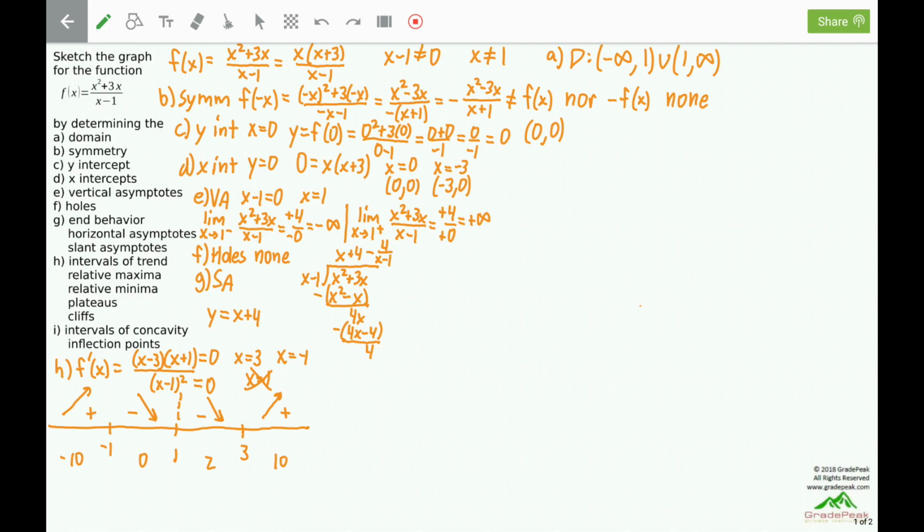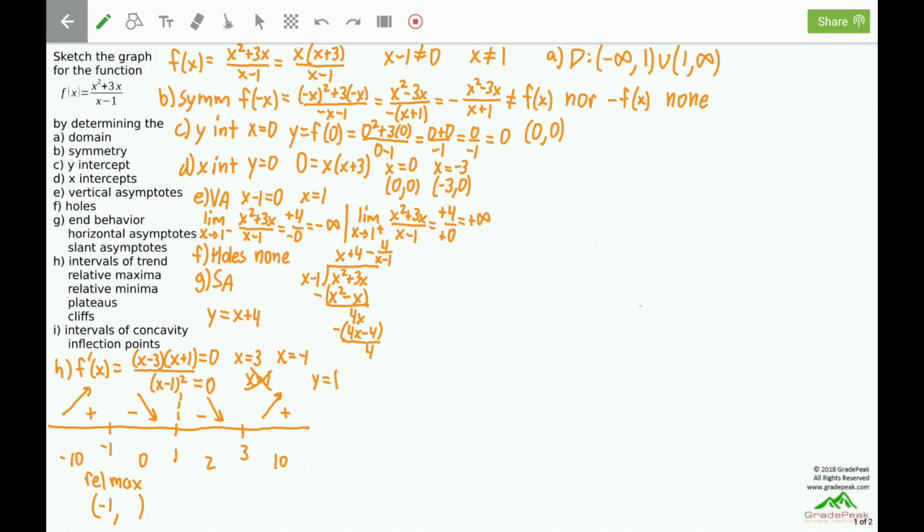Right at the critical number of x equals negative 1, we have the trend change from increasing to decreasing. So x equals negative 1 will be a relative maximum. X equals negative 1 did come from the numerator of the first derivative, so it will be a normal relative maximum. It has an x-coordinate of negative 1 and a corresponding y-coordinate that can be found by plugging the x-coordinate back into the original function.